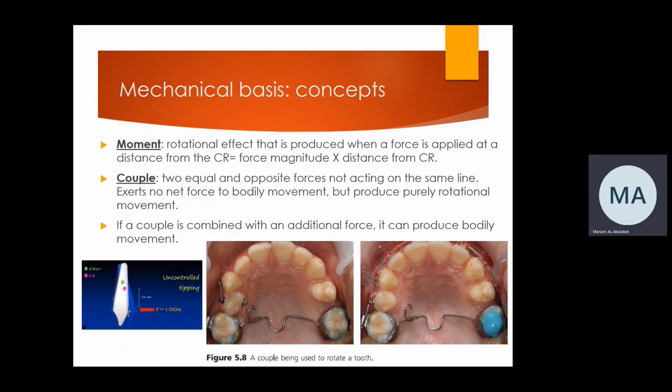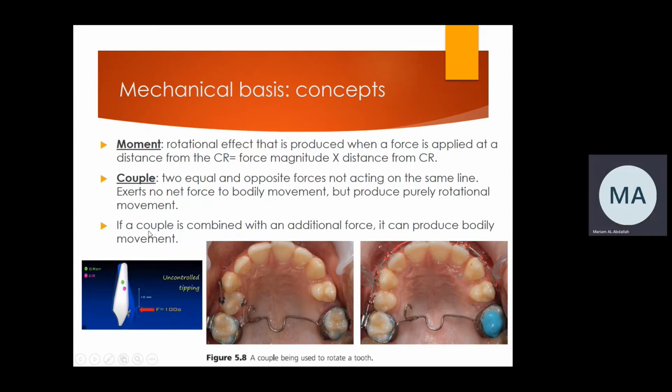On the other hand, if you apply 2 forces that are equal in magnitude and opposite in direction that are not working on the same line, then you will produce what we call a couple. A couple will not produce bodily movement. It will produce purely rotational movement. Again, the word rotation, the word tipping, we are talking about general mechanical concepts.